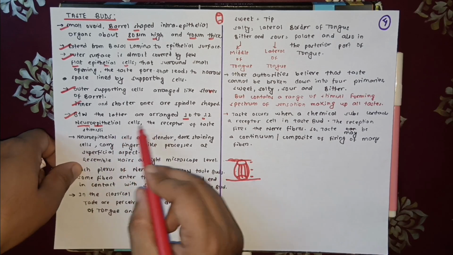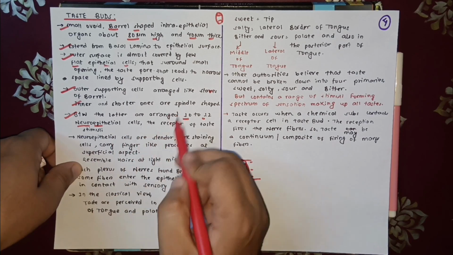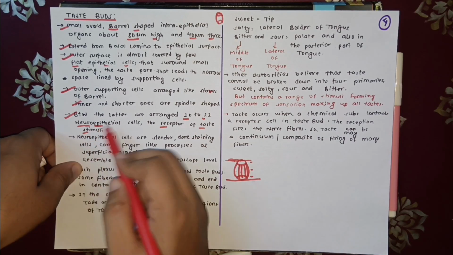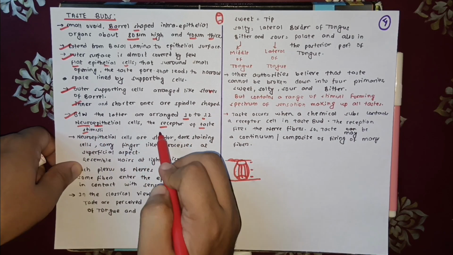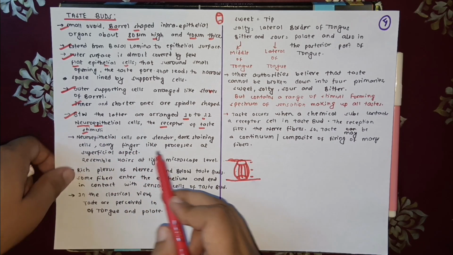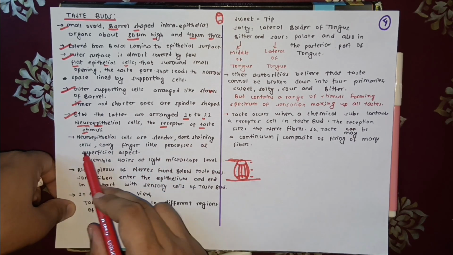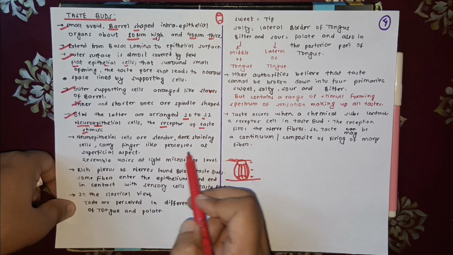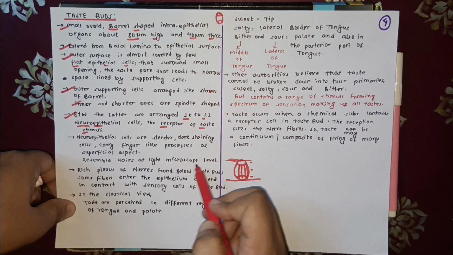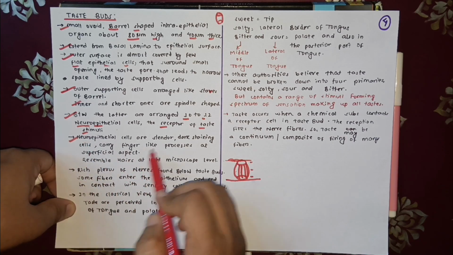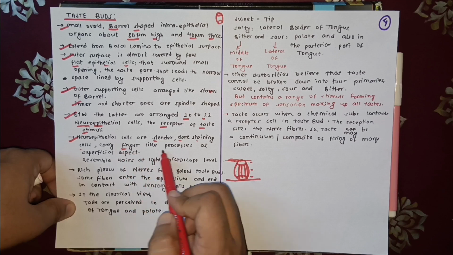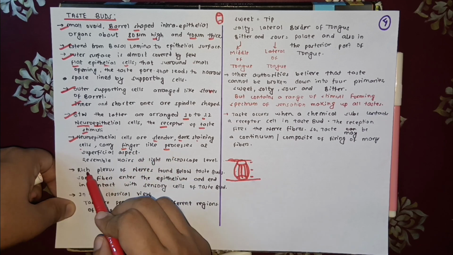So those act as a receptor for the taste stimuli. Those neuroepithelial cells especially act as a receptor, not the supporting cells. And after that, neuroepithelial cells are slender dark staining cells, carrying finger-like processes at the superficial aspect and resembling hair at the light microscopic level. Okay, so this is important. So they appear cylinder-like, dark staining cells, and carry finger-like processes at the superficial aspect.